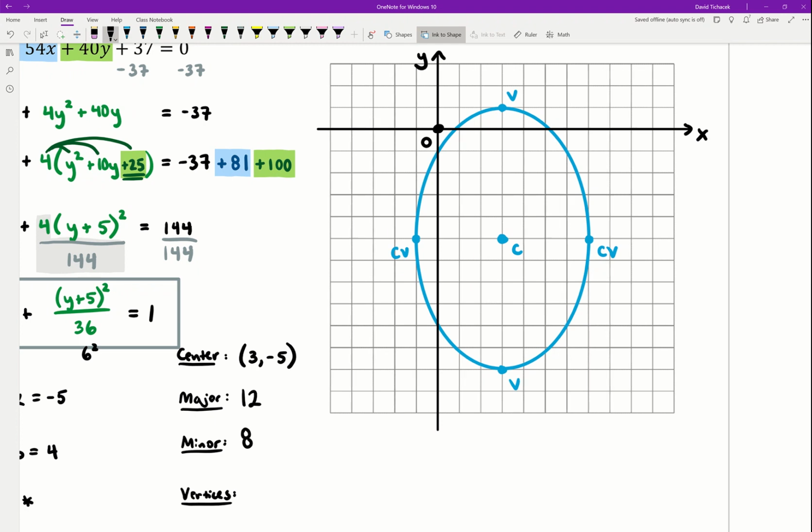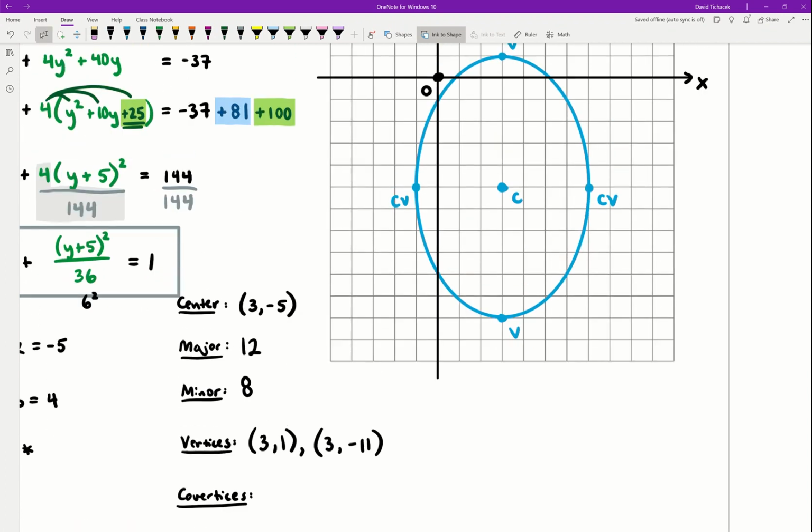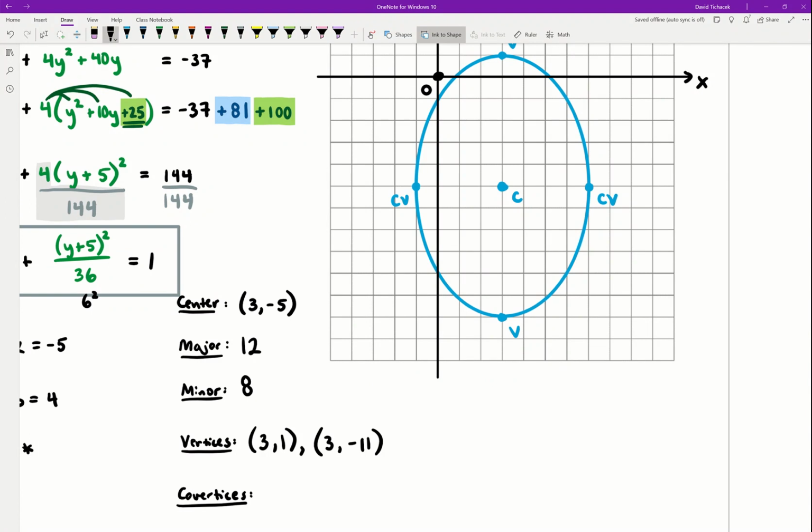And then we could just look at our plot to determine the coordinates of all these other points. So for my first vertex, I'd have to go 3 to the right and 1 up. And so, of course, that's going to be a point with coordinates 3, 1. And then the other one, you might have to count the grid squares here, but that's going to be 3 to the right and then 11 down. So that'll be 3, -11 for the other vertex in this picture. For my co-vertices, the endpoints of my minor axis, again, just counting the coordinates out, the first one is going to be go 1 to the left and then go down 5, so that'll be -1, -5. And then for the other co-vertex, I should say, we have to go 7 to the right and then down 5. So that'll be the point with coordinates 7, -5. Okay? So there we go.